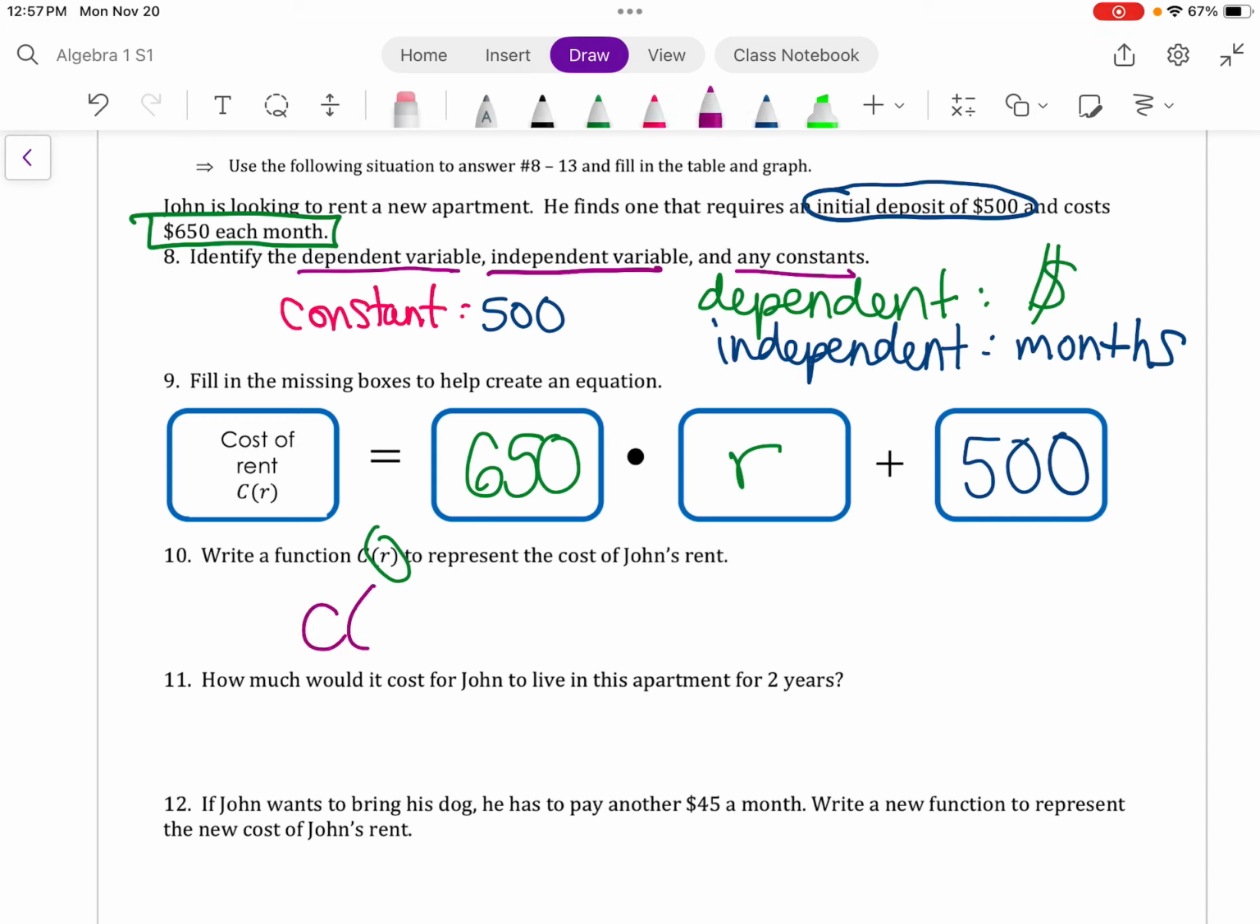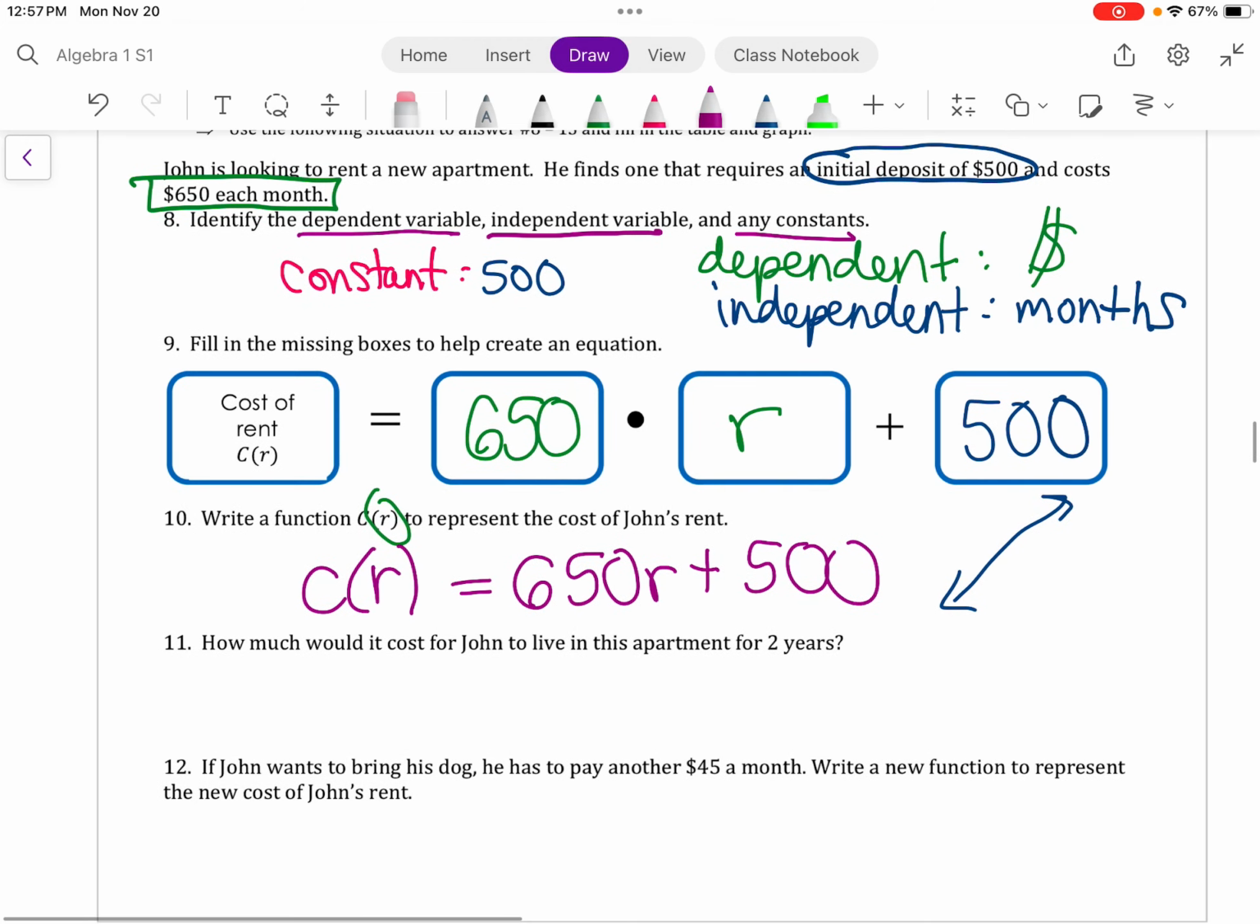Okay, so let's make it fancy. So we're going to have 650 times R plus 500. So it's going to be plus. So we should be looking at an upward hill, a positive slope. So how much would it cost for John to live in his apartment for 2 years?